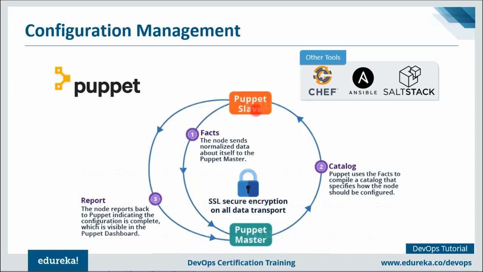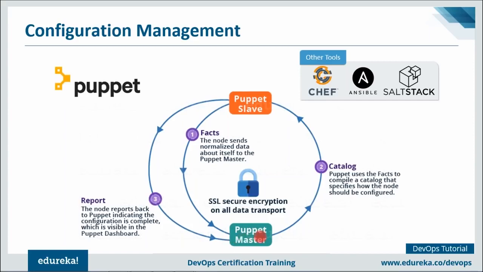Now, the functions which are performed in this architecture: first, the Puppet agent sends the facts to the Puppet master. So this Puppet slave will first send the facts to the Puppet master. Facts, what are facts? Basically, they are key-value data pairs. They represent some aspects of slave state, such as its IP address, uptime, operating system, or whether it's a virtual machine, right? So that's what basically facts are.